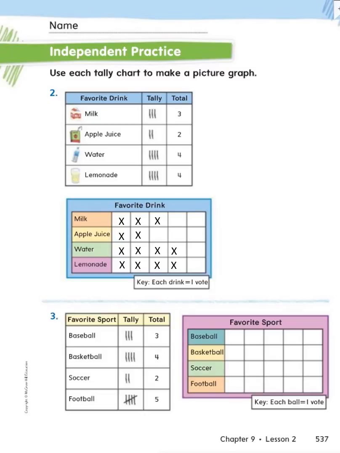All right, go ahead and do number 3. I'm not going to give you the answers. I think you can get this one easily by yourselves. And then let's go over to the next page.